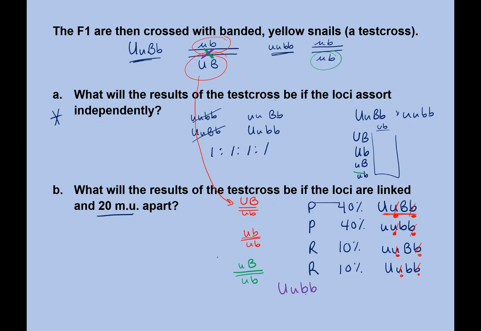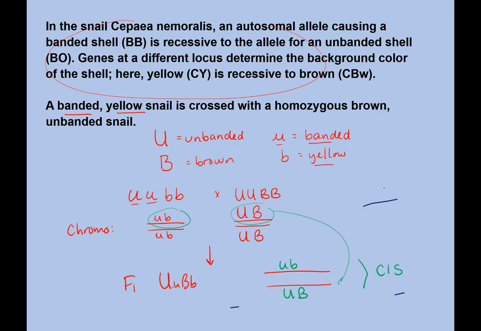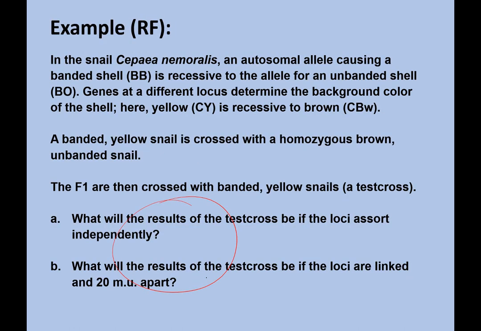Alright, I did it. Oh, shoot. Didn't draw it on the chromosome. So it's going to be, that's what I was doing, this with one of these chromosomes, little u, little b. So what could you tell me about these? These are in cis, right? Dominant, dominant on the same chromosome, recessive, recessive on the same chromosome. So a lot you can do with some recombination frequency information.